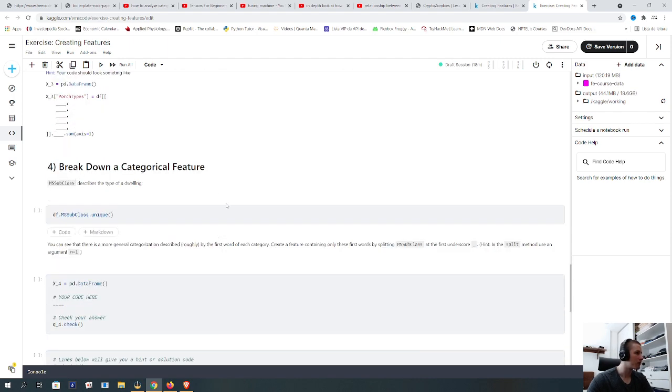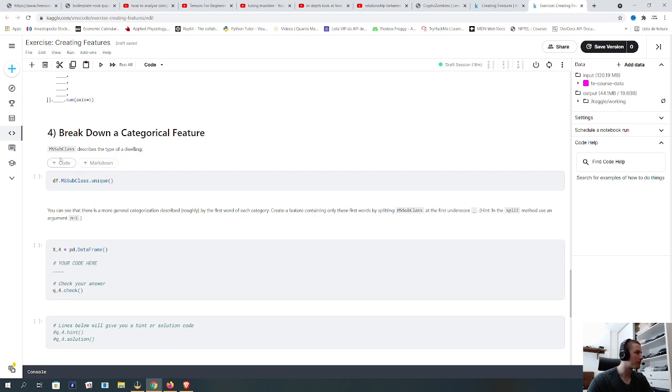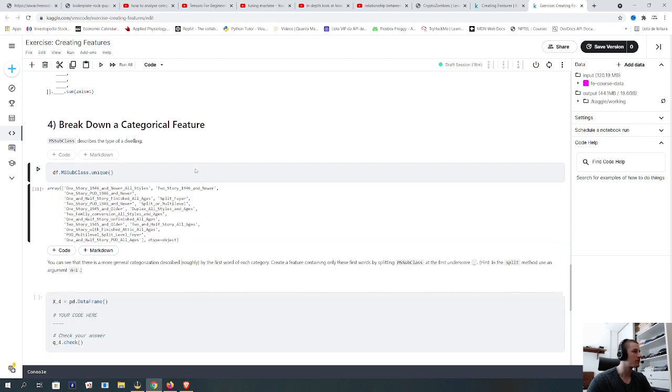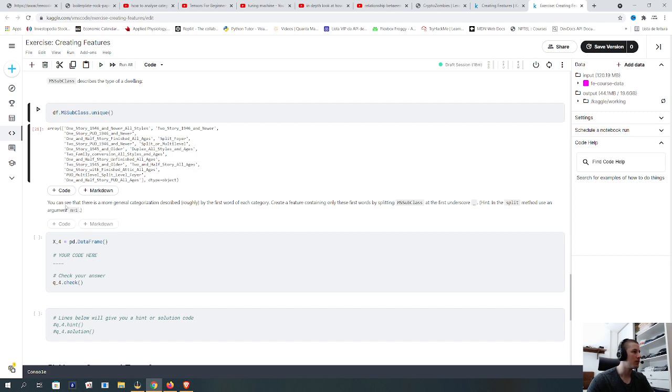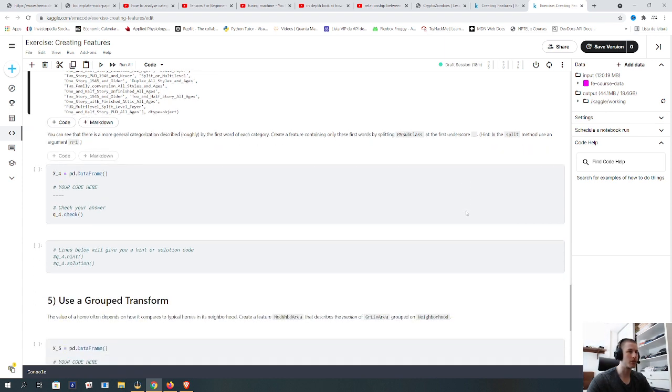They break down a categorical feature. You see that there is a more general categorization described roughly by the first word of each category. Create a feature containing only these first words by splitting a subclass at the first underscore. In the split method, use an argument n equals 1.